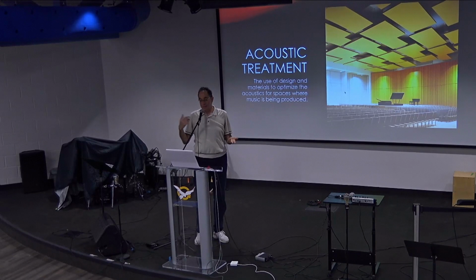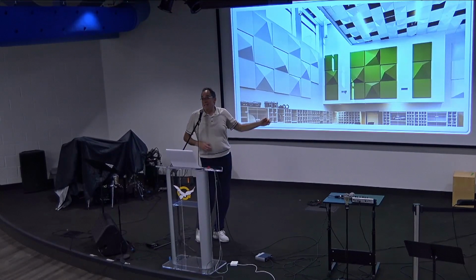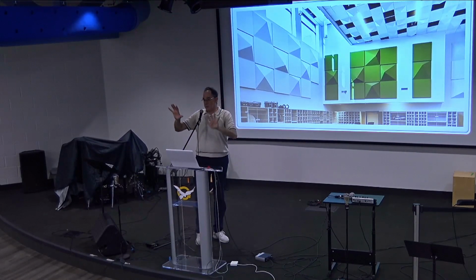And this is just another example. So if you see here, more or less, it's mostly diffusers, right? And in between the diffusers, the flat ones are absorbers, right? Diffusers are the irregular surface and absorbers are the flat ones, right?